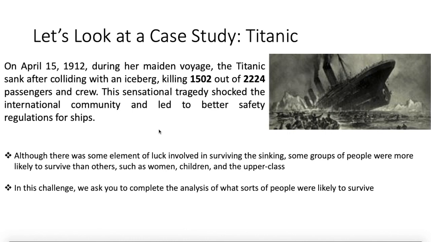Titanic was a cruise line that set sail from Europe to the US. On its maiden voyage, it hit an iceberg and killed almost 1,502 out of 2,224 passengers and crew. Although there was some element of luck involved in surviving, some groups of people were more likely to survive than others, such as women, children, and upper class. Let's take this as a case study and apply machine learning to solve the problem of survivors.